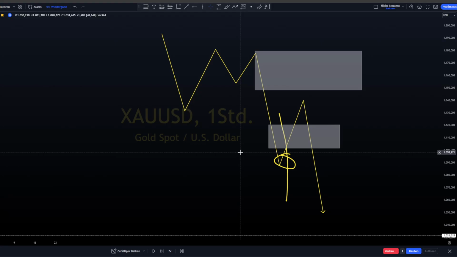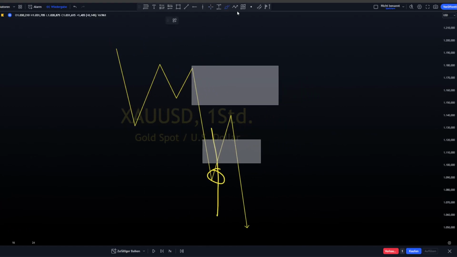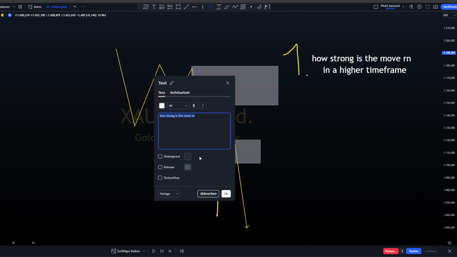It's also important to ask yourself the following question. Let me draw something. First, how strong is the move right now? In addition, we could say in a higher time frame. Doesn't mean daily. If you're trading 1 minute or 5 minutes, it can also be the 1 hour candle. Okay, like that.